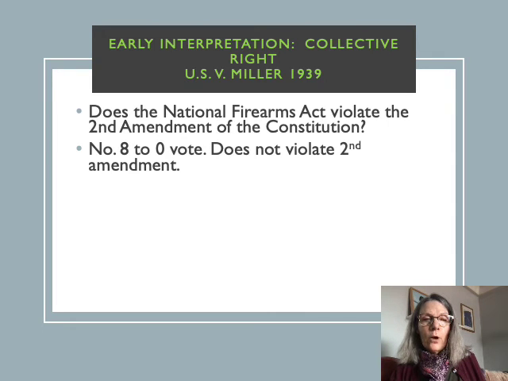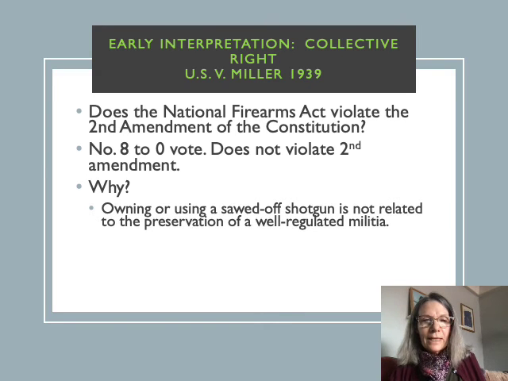And in an 8-0 decision, the court said no, that the National Firearms Act does not violate the Second Amendment. Why? What was their reasoning? Basically, they said that owning or using a sawed-off shotgun is not related to the preservation of a well-regulated militia. And so they're saying that the Second Amendment is about arming people in order to participate in a citizen's militia to defend the state.